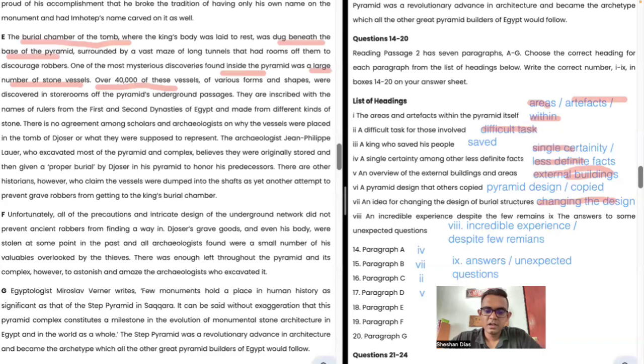So then the answer for paragraph E is 1. All right, great. Let's move on to paragraph F.